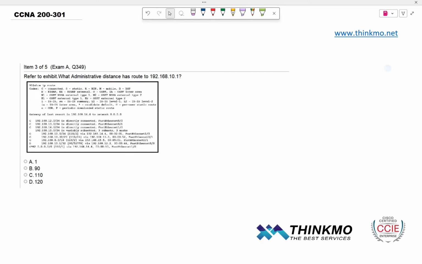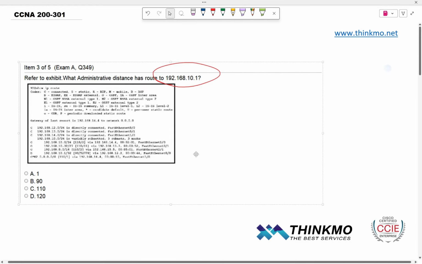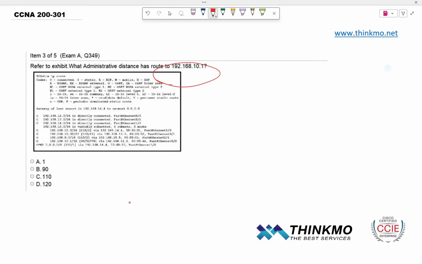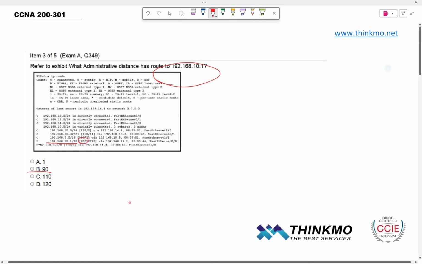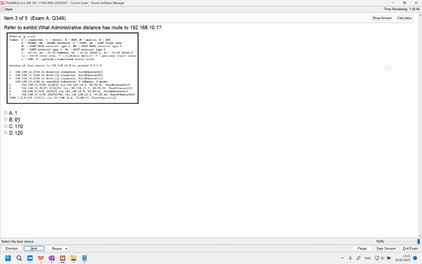Question 3 says, refer to this diagram. Then what is the administrative distance of the route 192.168.10.1? For the administrative distance of this route, we first need to know which route it selects, right? To reach this 10.1, here it's 32, right? A 32-bit longest prefix match. So its administrative distance is 90 here. The administrative distance for EIGRP is 90. So the correct answer is B.